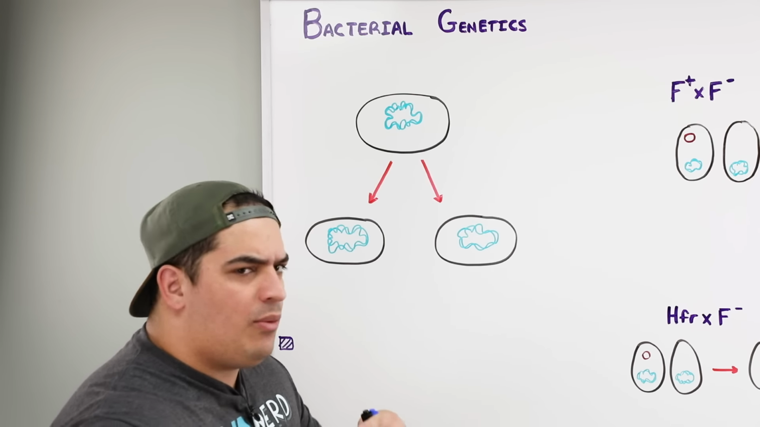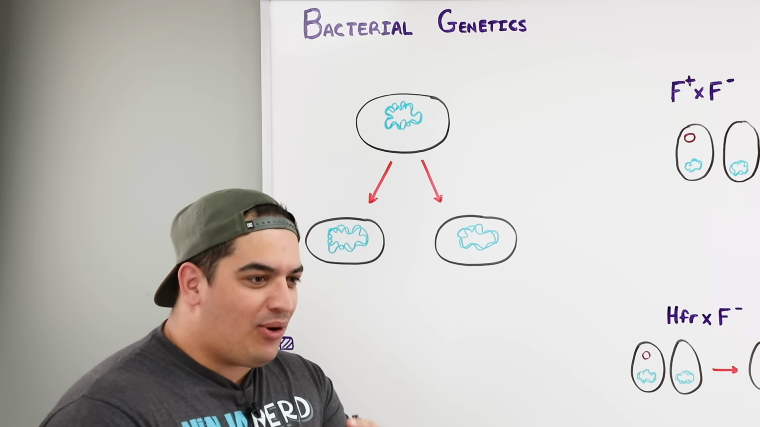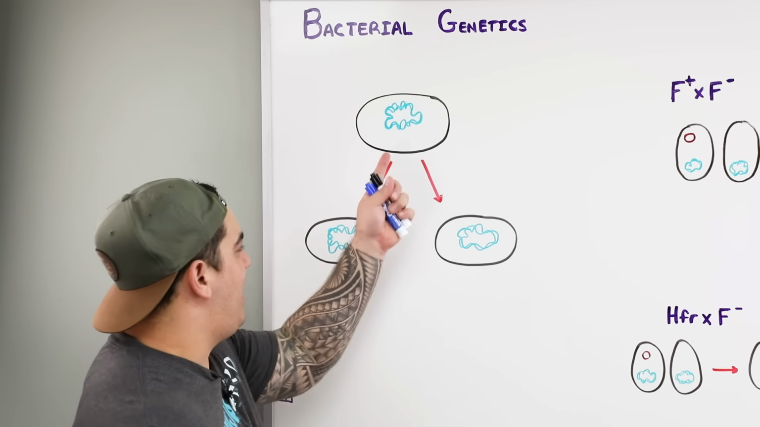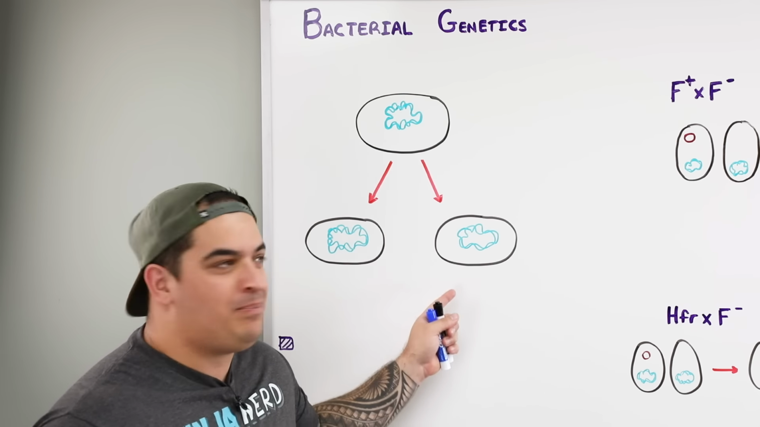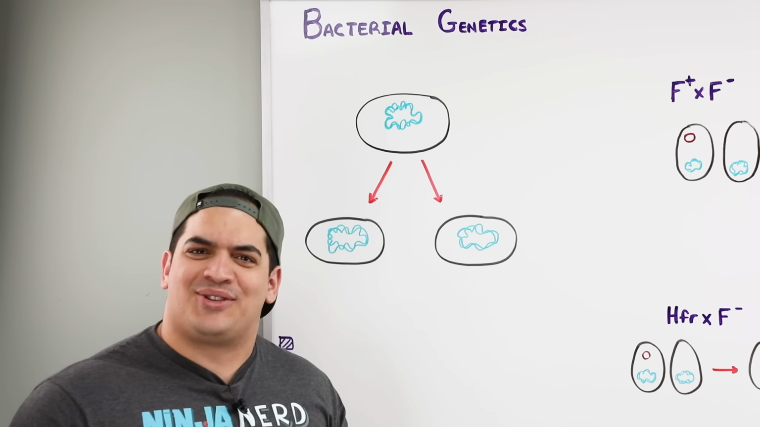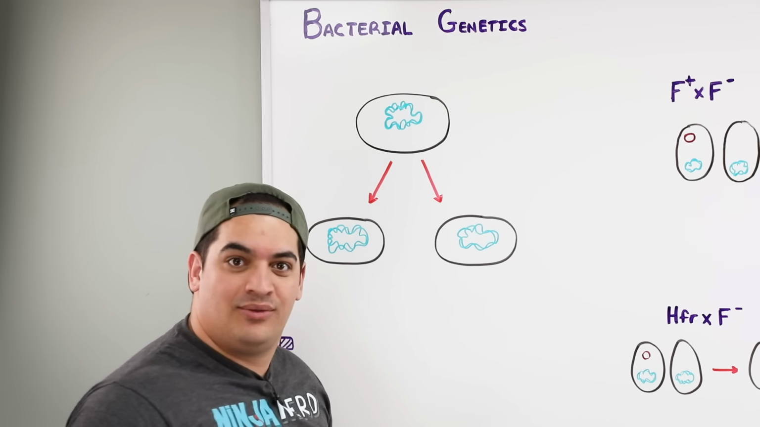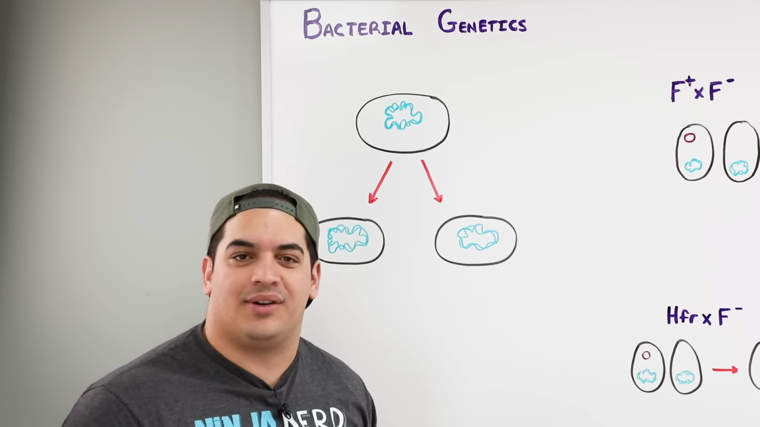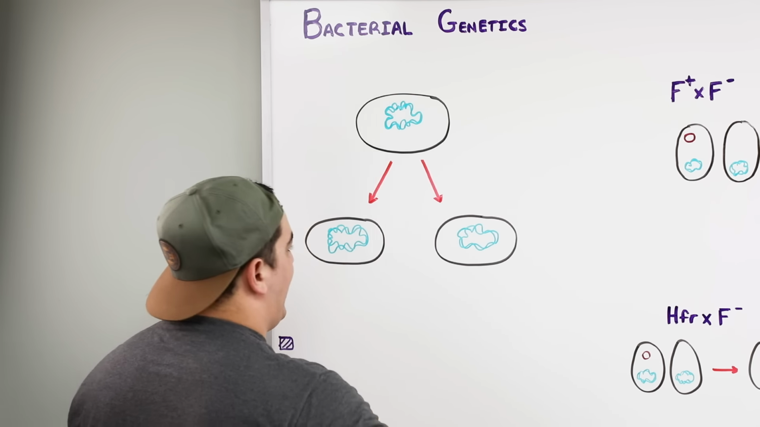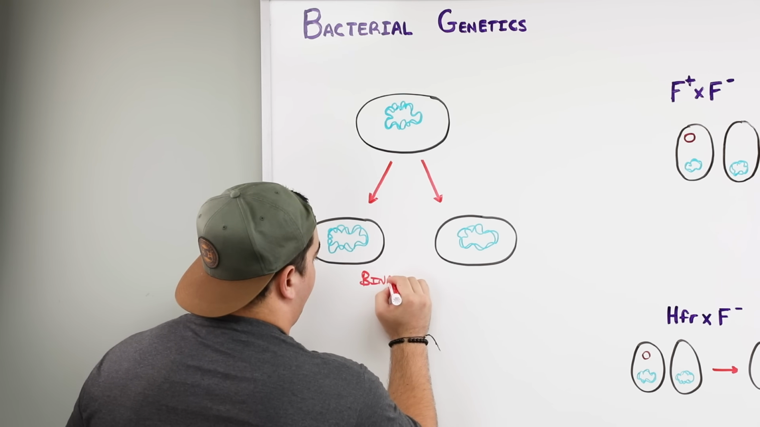All right, Ninja Nerds. When we talk about bacterial genetics, the process by which bacteria replicate is very simple. You take one bacterial cell and make two bacterial cells, and you just replicate their circular DNA. What is that process called? You take one prokaryotic cell and replicate it into two prokaryotic or bacterial cells. We might call that mitosis, but there's a special term for bacteria, and it's called binary fission.